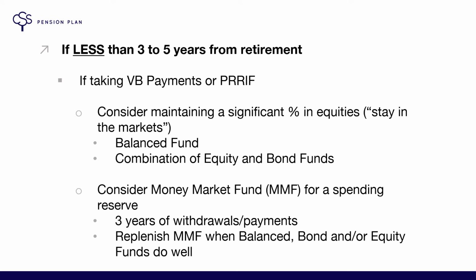Now another year goes by with $1,000 coming out of the money market fund each month. However, this past year the markets were down, and the balance fund had a negative return.